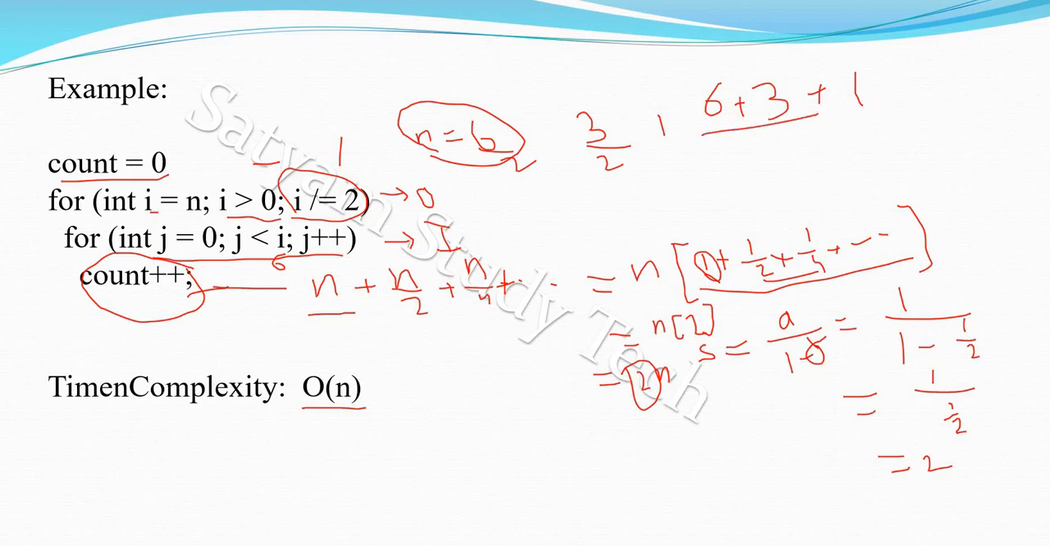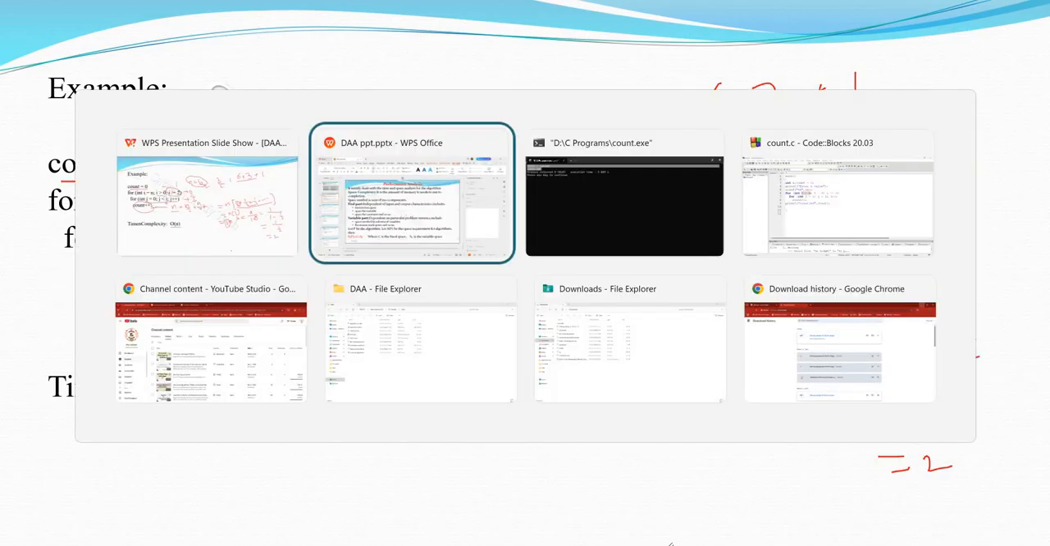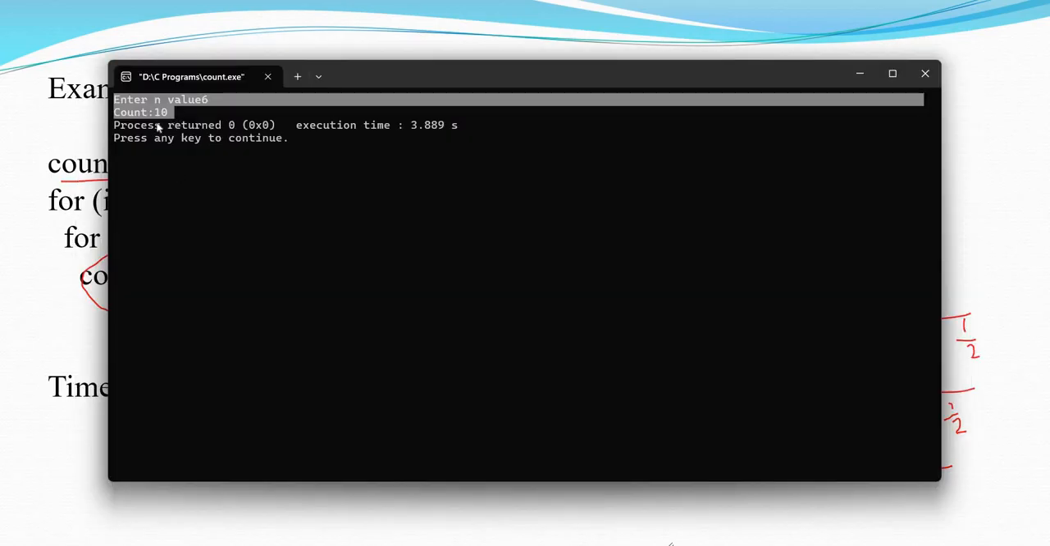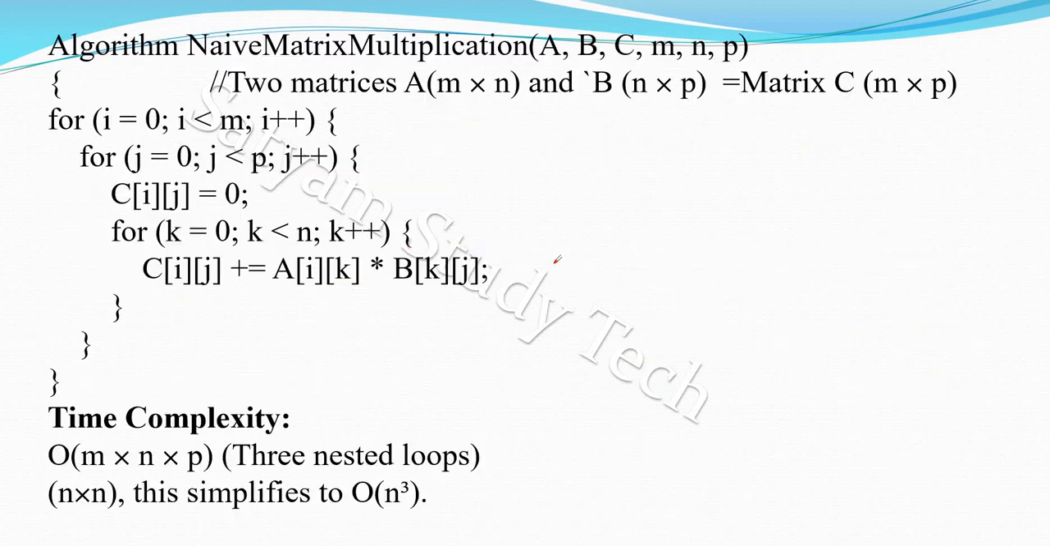So here also you can see the count value is 10. So this is the problem. You can calculate the time and space complexity of any particular algorithm.